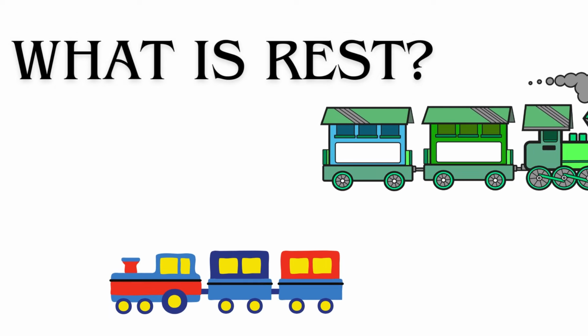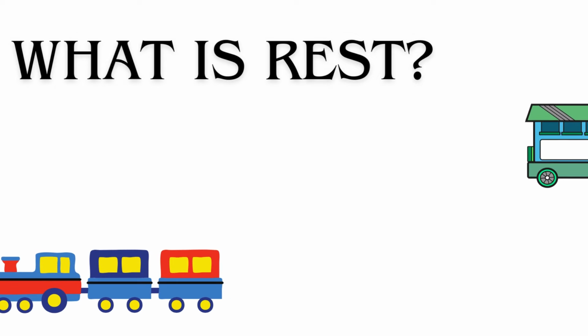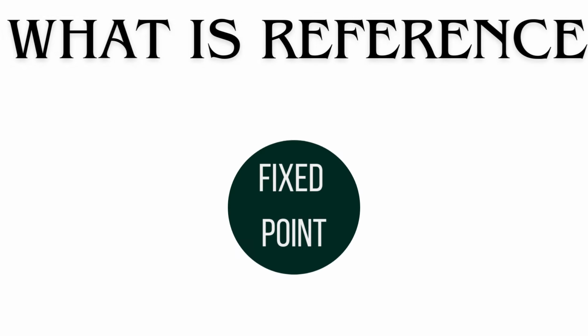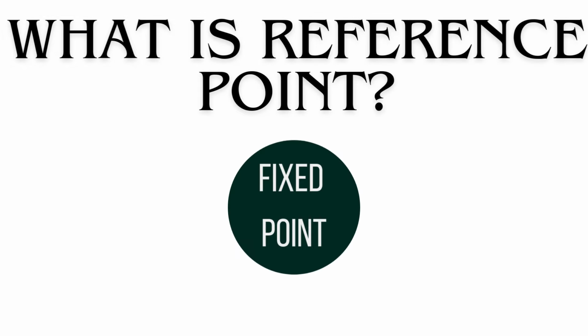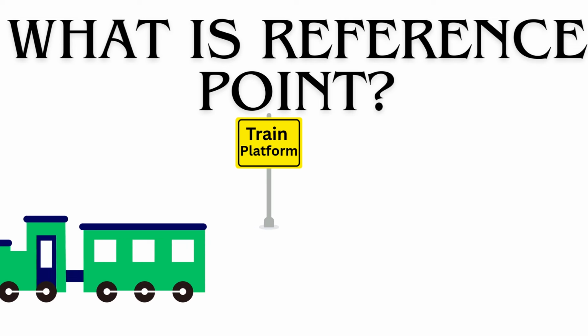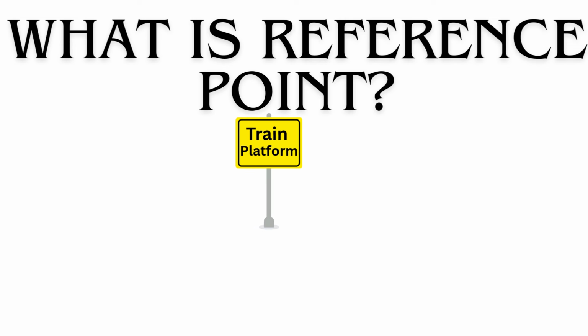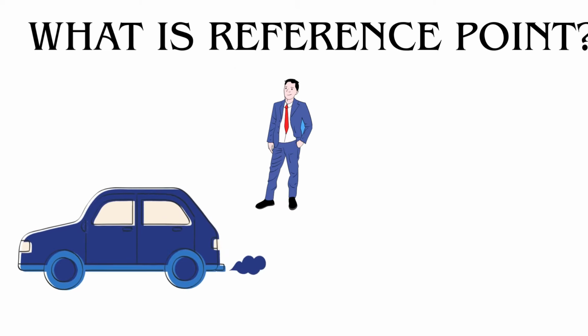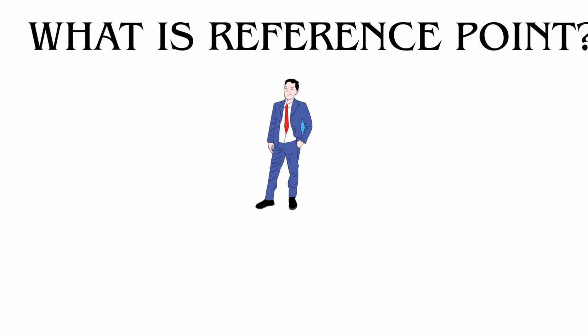If you are sitting in a moving train and the train next to you moves, you might feel like you are moving, even if you are not. That's why reference point is important. Now what is reference point? Reference point is a fixed point that you use to judge motion. If you are standing on a platform and a train passes, you say the train is moving. Your reference point is the platform. In a car, everything seems still, but someone on the road sees the car moving fast. This is an example of reference point.